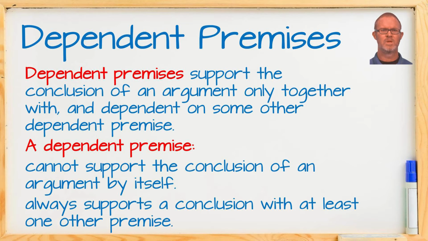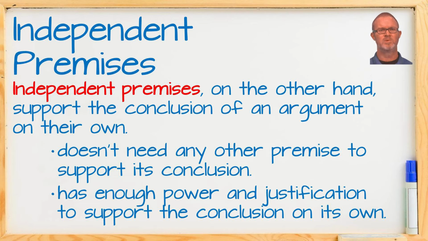And so now to independent premises. Independent premises always will support the conclusion of an argument on their own. And so oftentimes we may see more than one independent premise supporting a conclusion, but in a sense we can think of those independent premises as separate and individual arguments for the conclusion. They support the conclusion on their own. So as we say, they have enough power and justification to support the conclusion on their own.